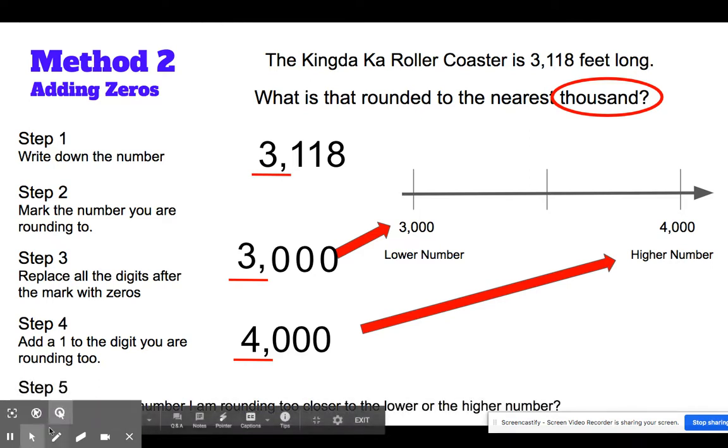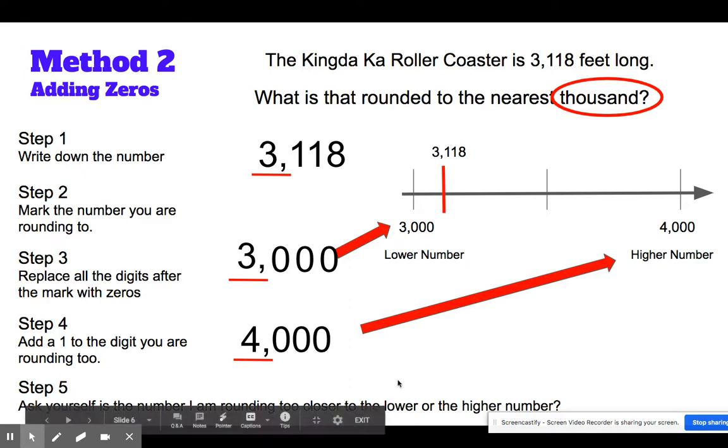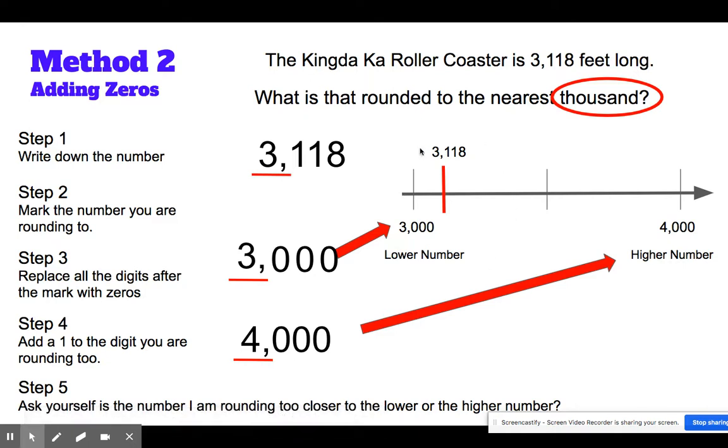Step 5, ask yourself, is the number I'm rounding closer to the lower or the higher number? Well, I just put the number that we're rounding here, 3,118, on the number line. That's closer to our lower number. So 3,000 is our answer. Because again, when you put this number on a number line, you can see that it's closer to this 3,000.